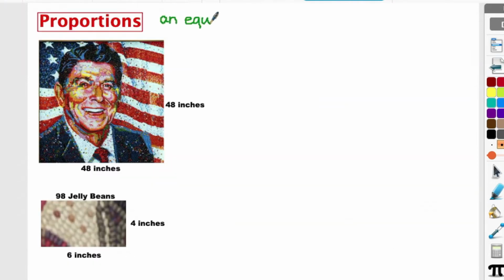Let's talk proportions. A proportion is just an equation that relates two ratios. I've got an example here for you. This is Ronald Reagan made out of jelly beans. Apparently he was a big jelly bean fan, and the Jelly Belly company even sent him regular shipments at the White House. So somebody made this portrait of him out of jelly beans, like a mosaic. It's 48 by 48 inches, 4 by 4 feet. It's huge. Don't you wonder how many jelly beans would be in that entire portrait?